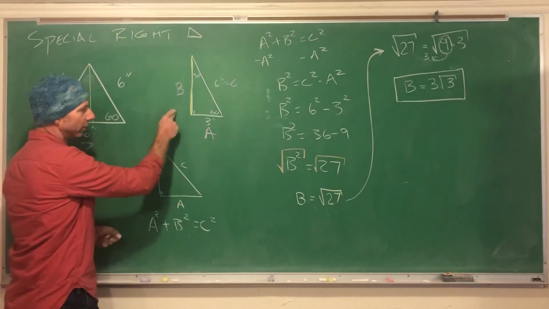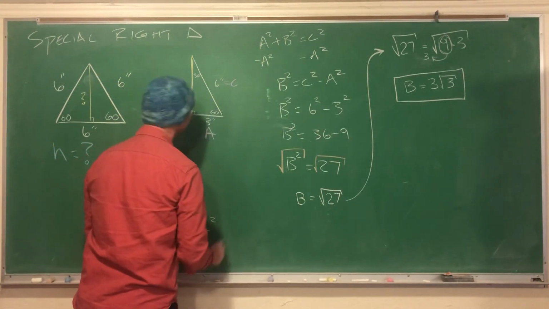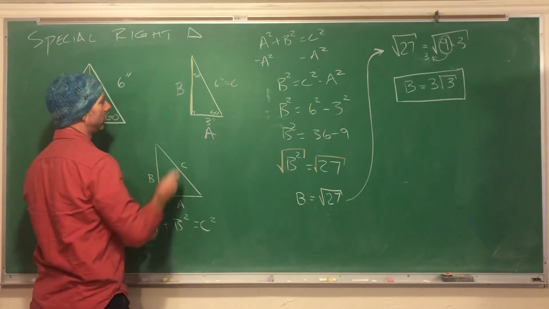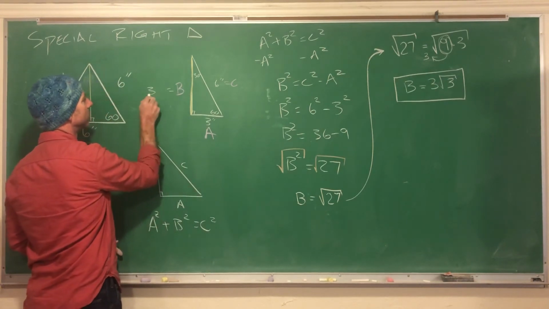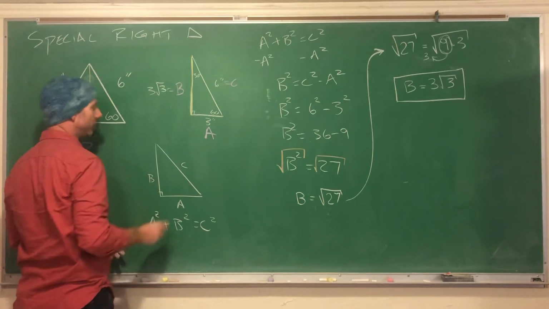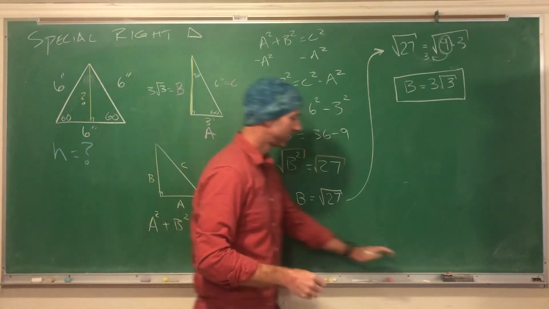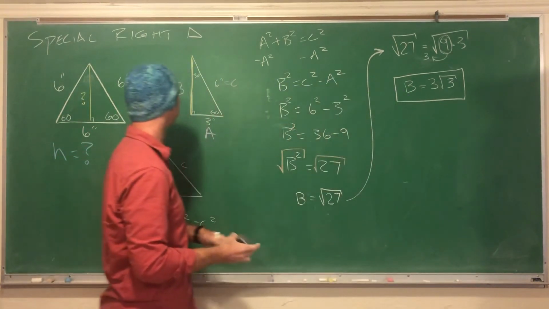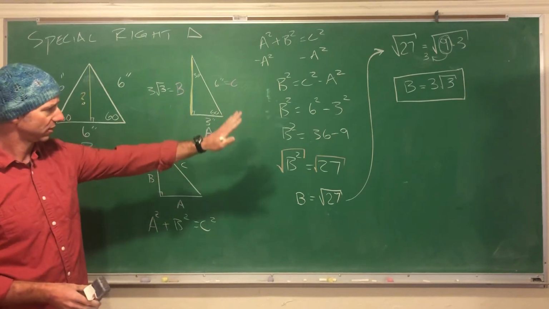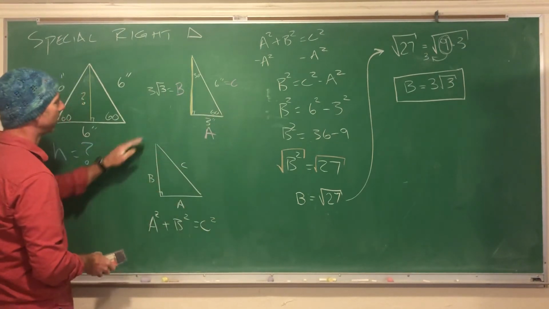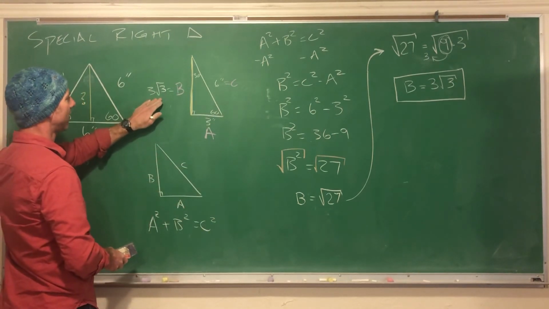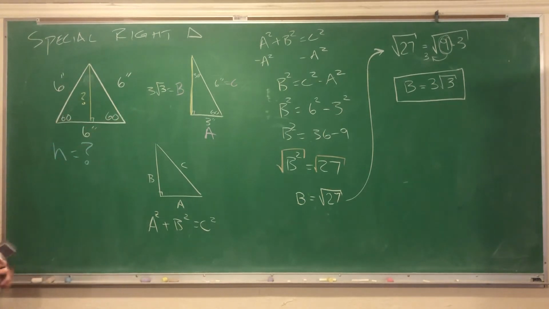So come back over here. So this guy here is 3 root 3. Now, I want you to take a look at this, what we've done so far. Through a bunch of arithmetic, we were able to calculate the height of my triangle. The height of my triangle with sides of 6 was 3 times the square root of 3. Okay?